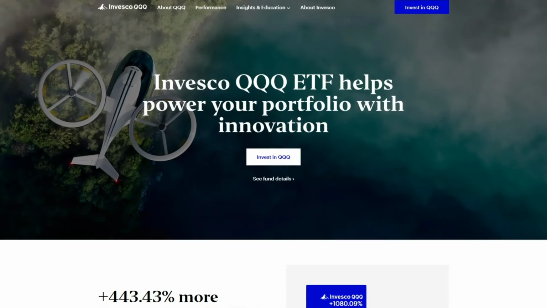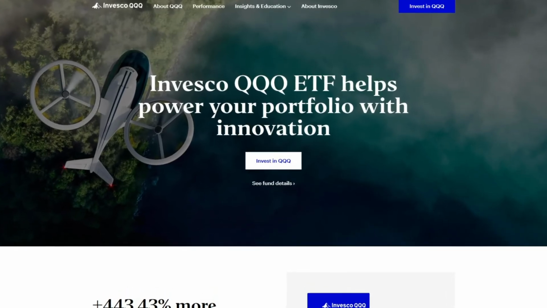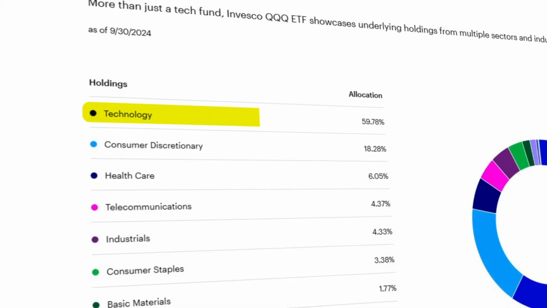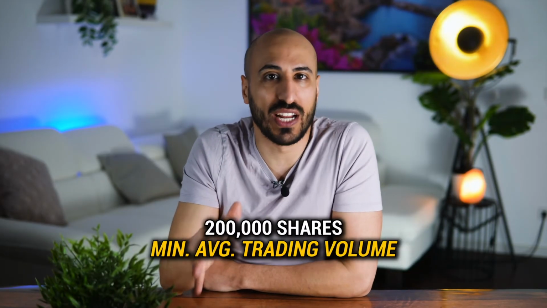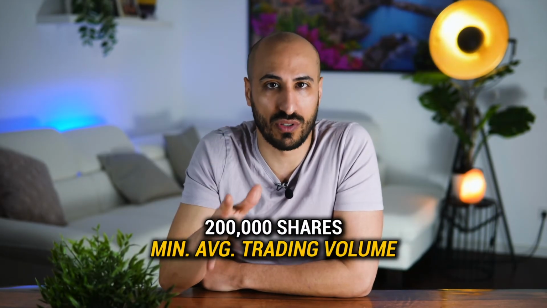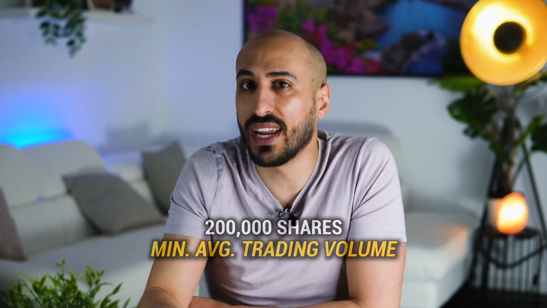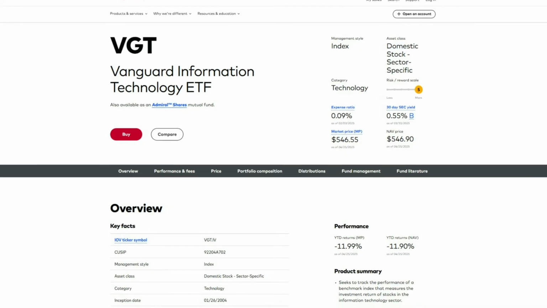Now, QQQ, the Invesco QQQ Trust ETF, as well as QQQM, are based on the Nasdaq-100 Index, which tracks the 100 largest and most innovative companies listed on the Nasdaq Stock Exchange based on market capitalization, excluding financial companies. Information technology is the strongest sector in this ETF, but not the only one. And companies included must have a minimum average daily trading volume of 200,000 shares and have traded for at least 3 full calendar months.